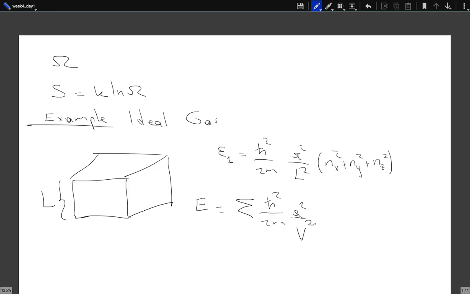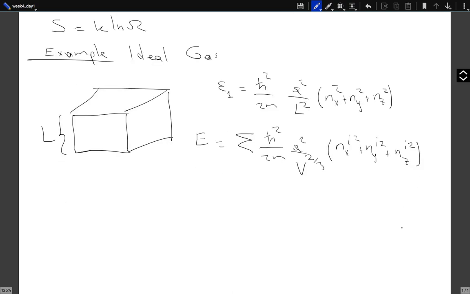L squared is nothing but V to the power 2/3, times the sum of nxi squared plus nyi squared plus nzi squared. And so one thing we said is that from this, the number of states is basically the integers nxi, nyi, nzi. How many such integers can we find such that this equality holds? So that will give us omega. But you see that the number of states is not really just a function of E, but rather omega is a function of, well, N of course, but E times V to the power 2/3. So this is our omega.